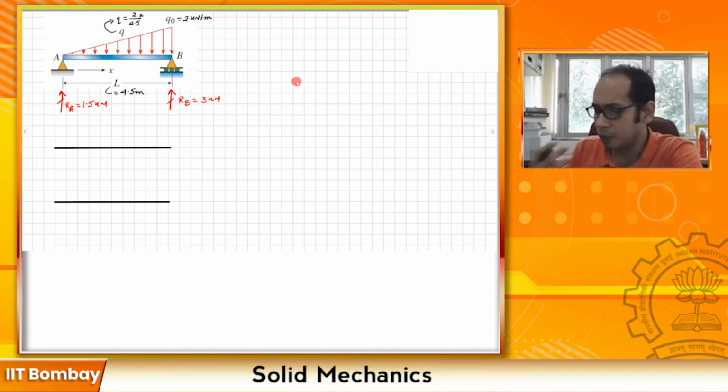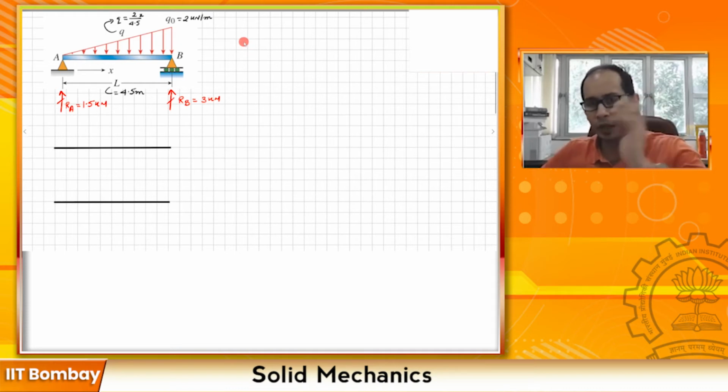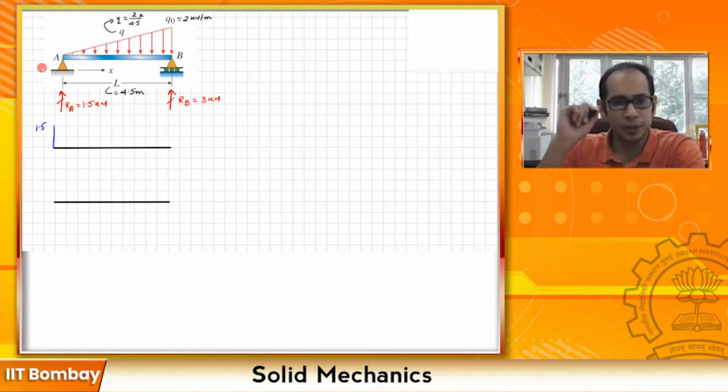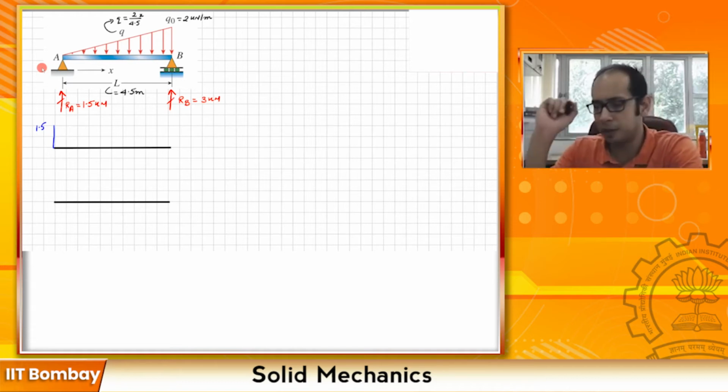Okay, so now jumping ahead to the shear force diagram, always from the left to the right, from here to here you are going. So here at the end A, I don't have any option but to have a vertical jump of 1.5 because of this reaction over here. So let me mark that vertical 1.5 over here.